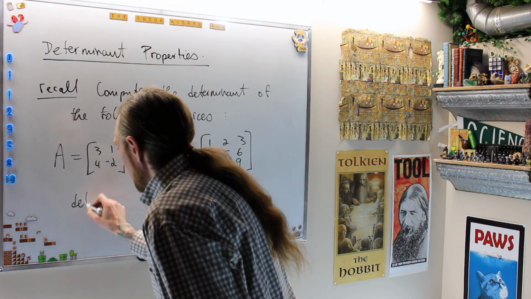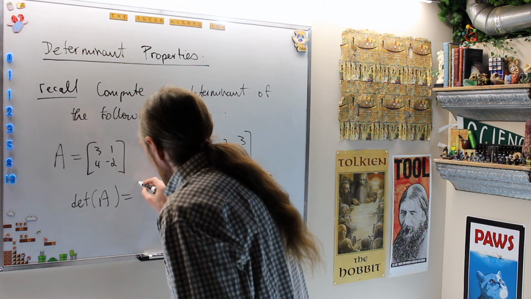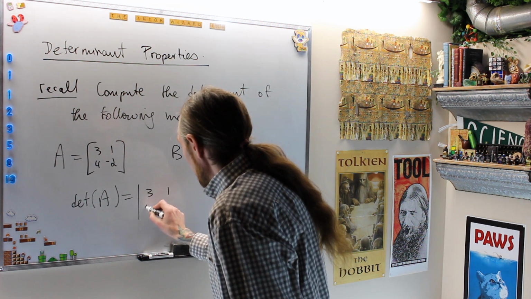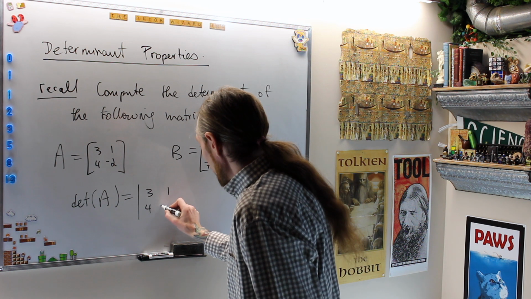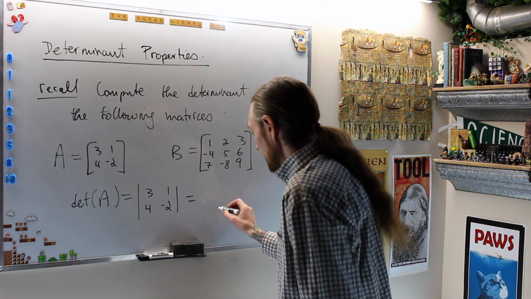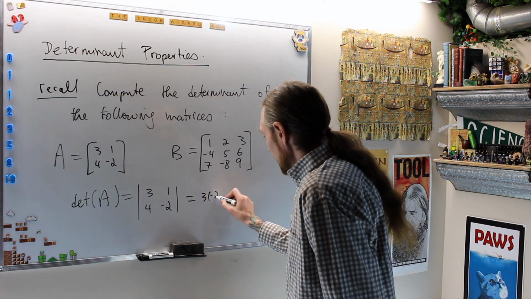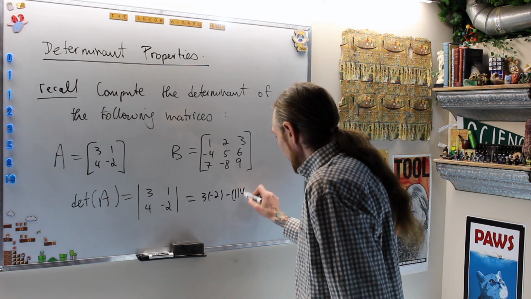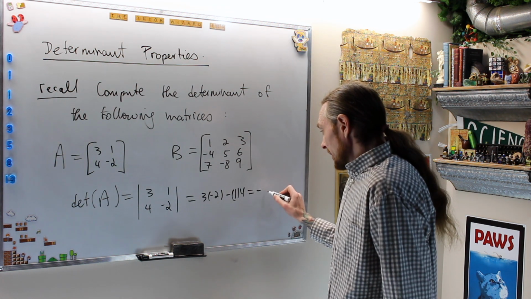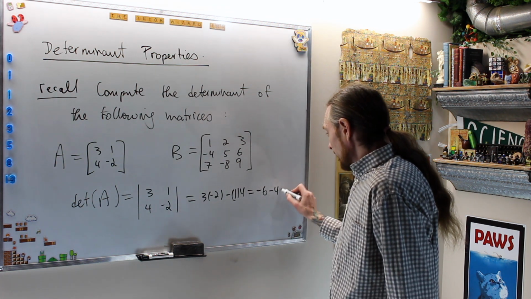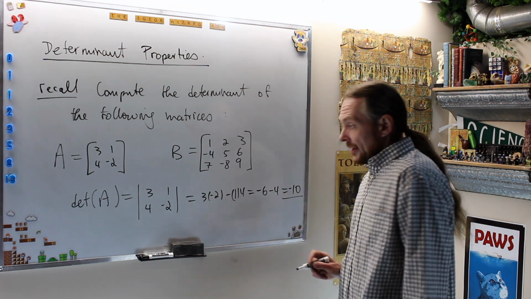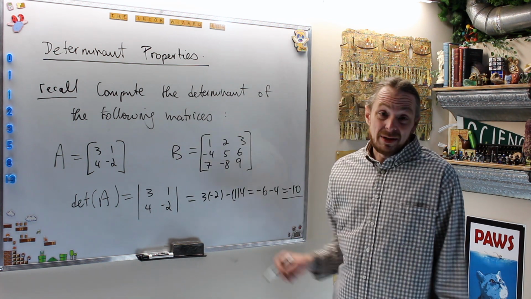The determinant of A is equal to the determinant of 3, 1, 4, negative 2, which is equal to 3 times negative 2 minus 1 times 4, which is negative 6 minus 4, which is negative 10, which is not 0, so this matrix is invertible.